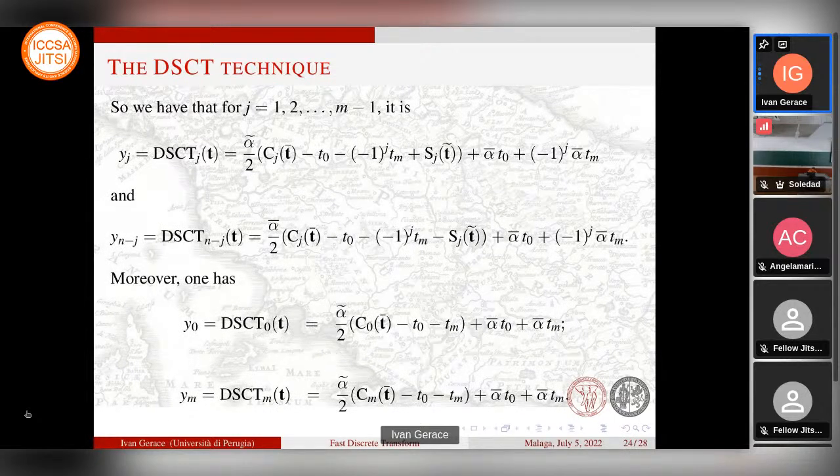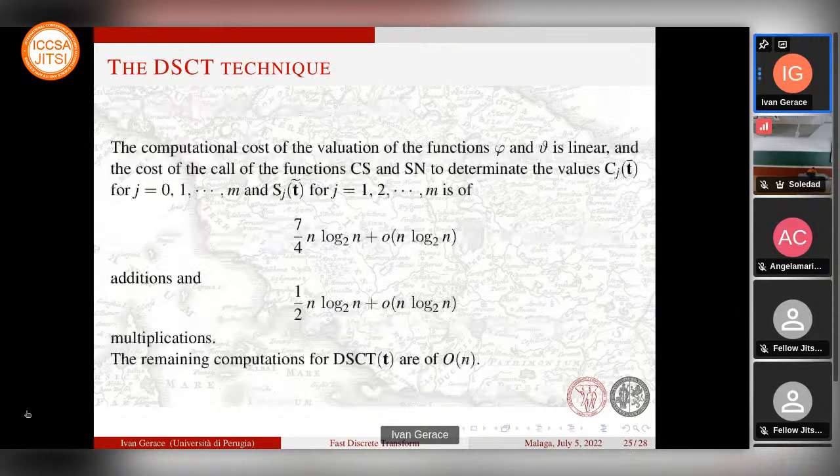Then it's possible to prove that the first term of y can be computed by this formula, where here we have the function c applied to t bar that is a symmetric vector, and the function s applied to t tilde that is a symmetric vector. The same for the rest, the final terms. Here we have the same computation as before. So we have just to call CS on the vector T bar, SN on the vector T tilde, and the other computations are linear.